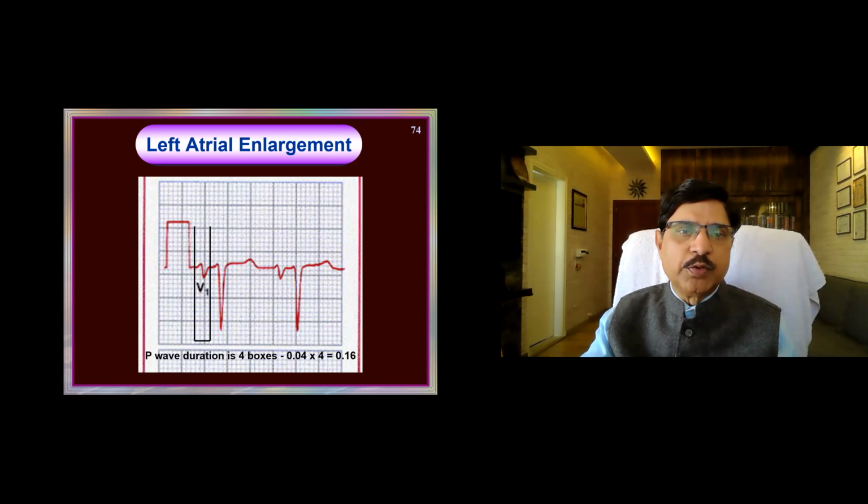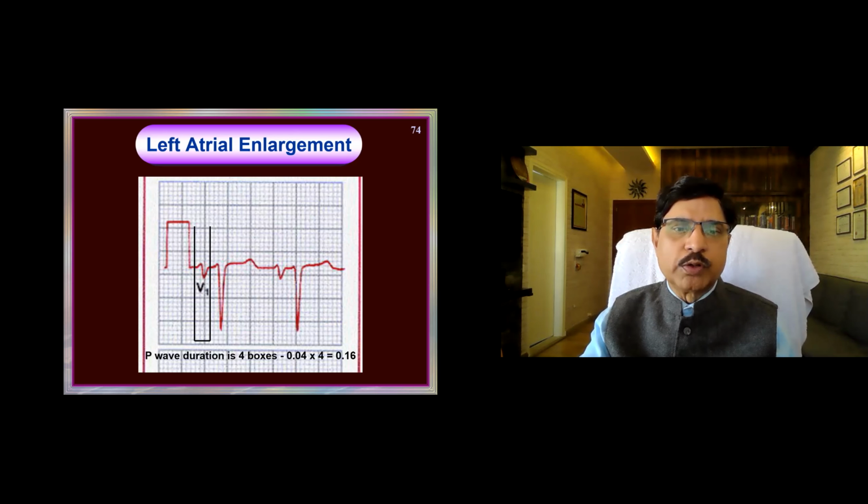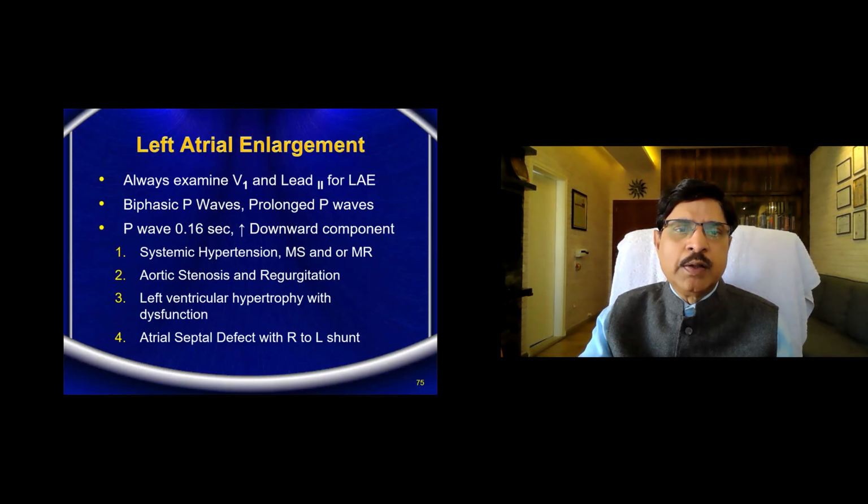Here you see the P wave duration is 4 boxes. 4 boxes is 0.04 times 4, that is 0.16 seconds. Normally the P wave should not be more than 0.12 seconds. It is more than 0.12, so it is increased. You also have to measure the duration from the beginning to the end of the P wave. So that is left atrial enlargement with a prominent second component.